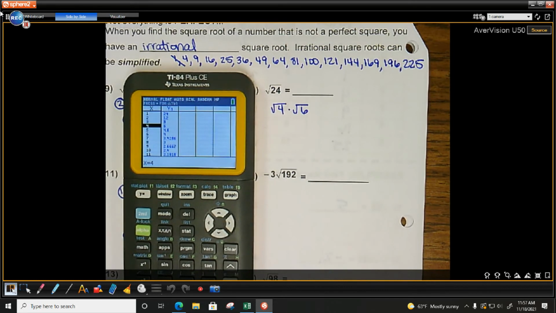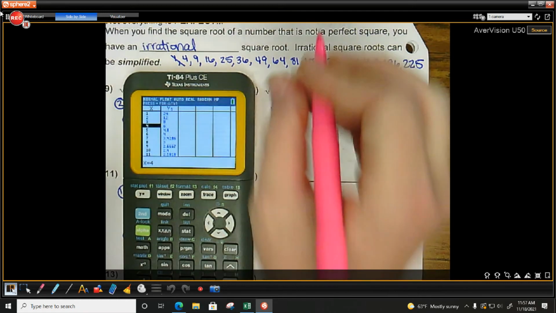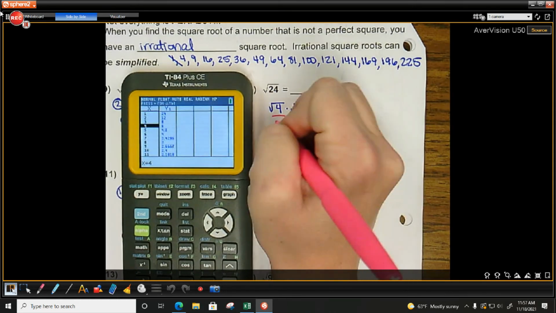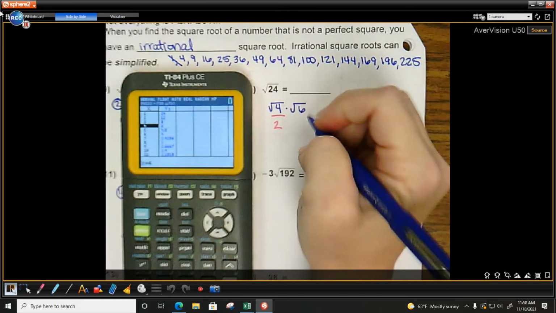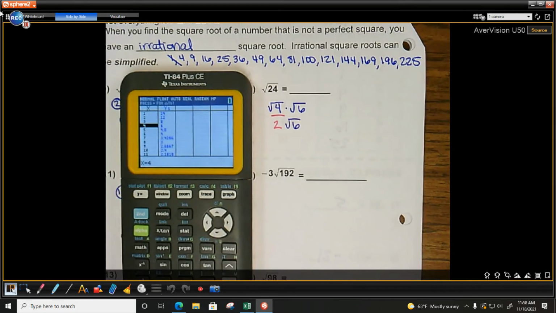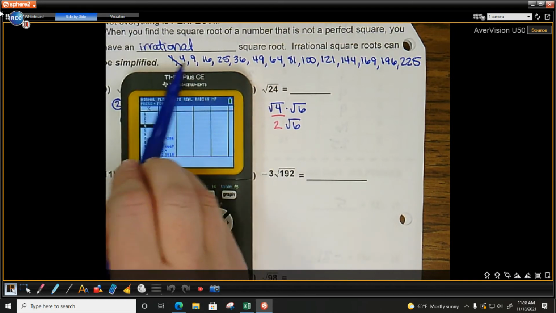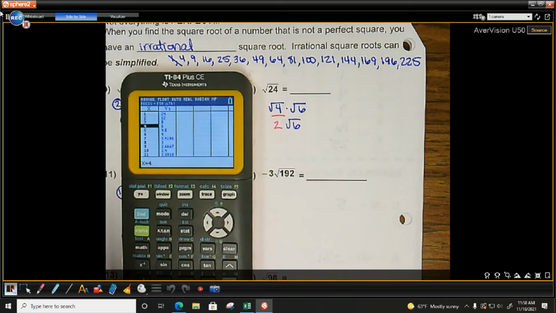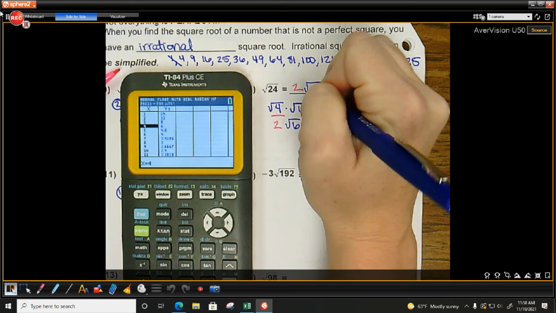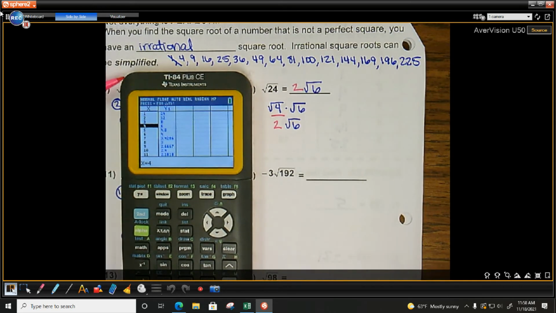Well, what is the square root of 4? 2. Square root of 6. What are the factors of 6? 2 and 3. Are 2 and 3 on this list? No, so I cannot simplify the square root of 6. So it's 2 square root 6. Remember, factors always have to be the number or smaller. Multiples are when you multiply and it gets bigger.